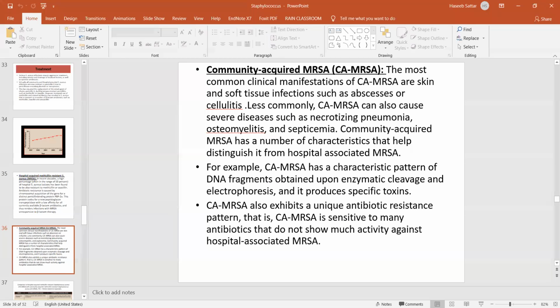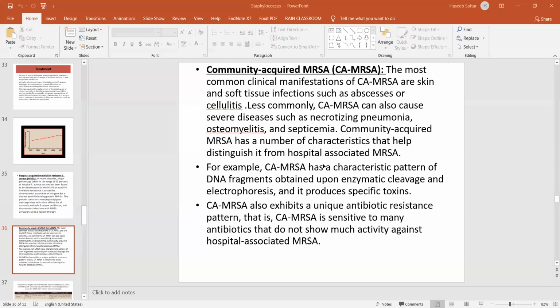Next we have community acquired MRSA infections. Patients with community acquired MRSA no longer have any link with the hospital. They acquire this MRSA infection from the community, so it spreads outside the hospital. When you take the patient history, the patient will not give you any history of exposure to the hospital.